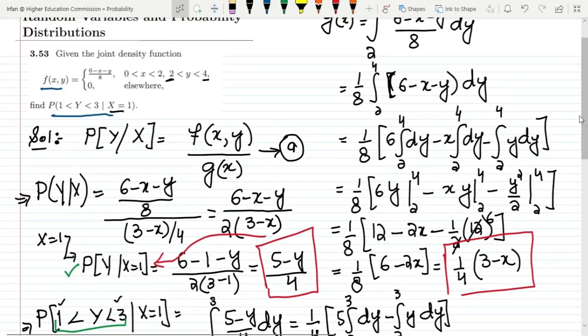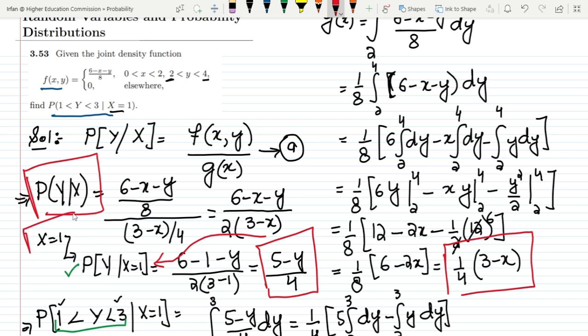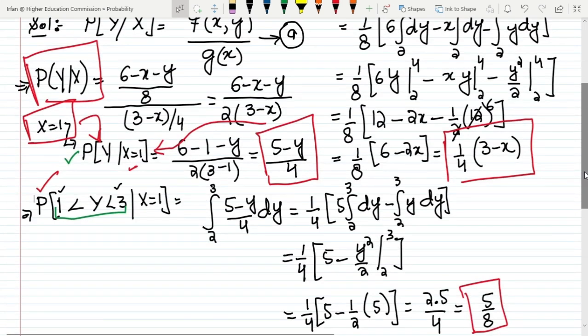Okay, so what was the essence here? First we have found out the probability of y given x, then putting the value of x equal to 1, we have found the value for x, and then at the end we have found the values for the ranges of y, and that is basically found by integrating the values we have found from the given ranges.